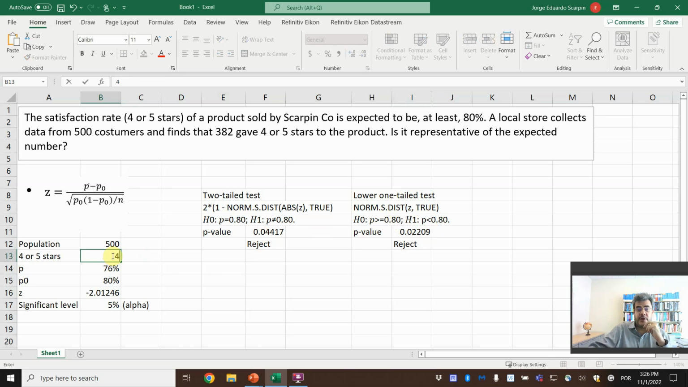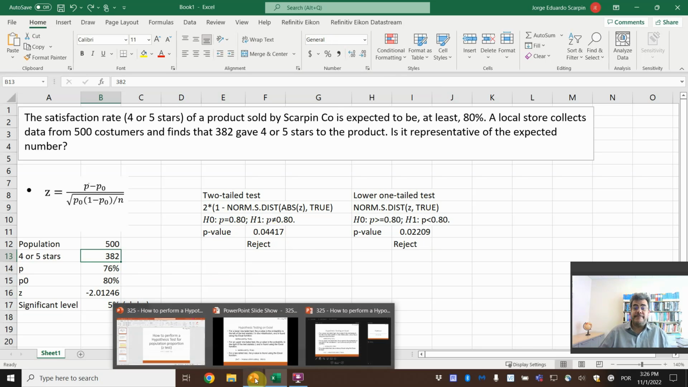If our number here is 400, 395, then we fail to reject because, okay, it's quite close to 80. Okay, but let's keep an eye here.